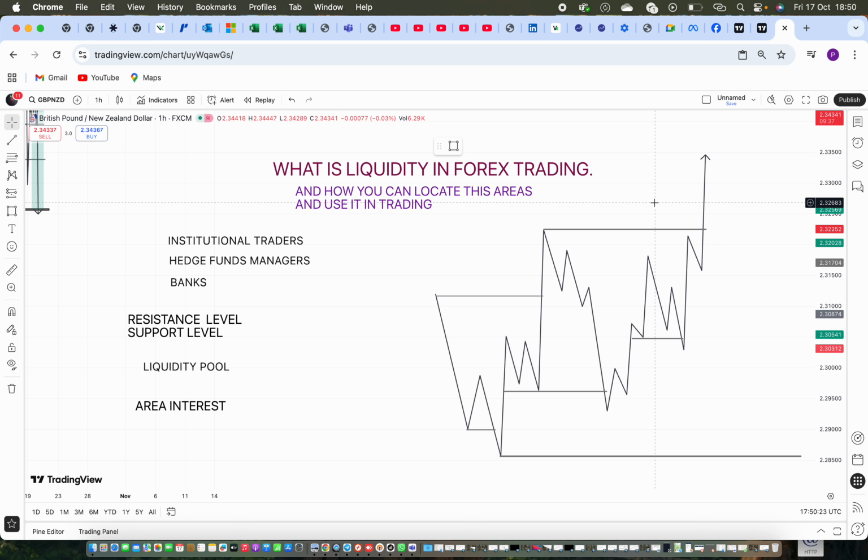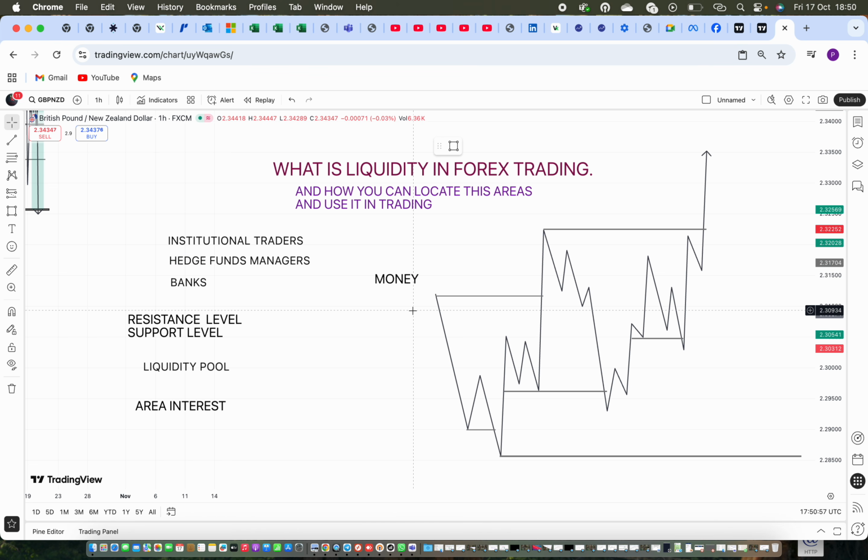So today we're going to be talking about liquidity, where you can spot liquidity in the forex market, and how you can actually apply liquidity in your trading decisions. All right, you need to understand that liquidity are zones or areas where a lot of orders are filled in the market. Liquidity simply means money, guys. In short form, liquidity means money. It's money that controls this market.